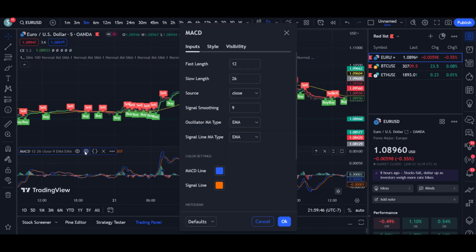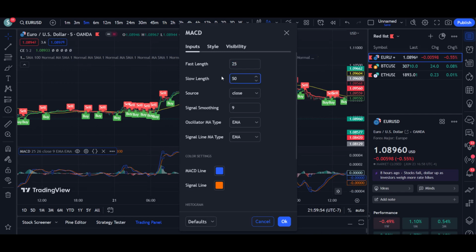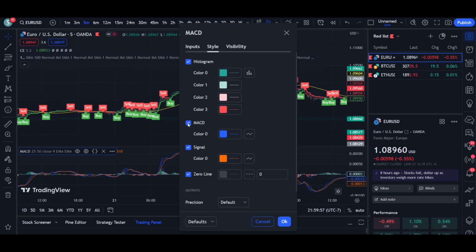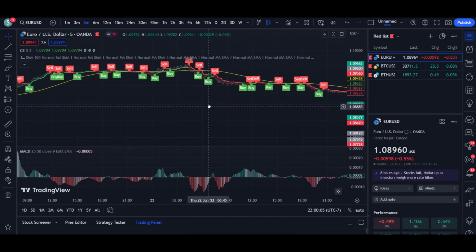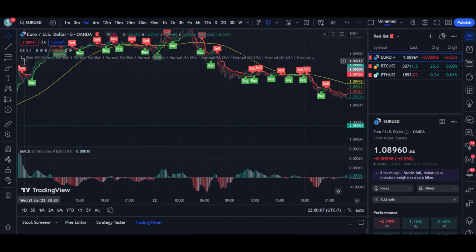As for the MACD, we're going to change the fast length to 25. I'll change the slow length to 50. You're also going to go to style and you're going to uncheck the MACD and the signal. So at this point, this is what your graph should look like.